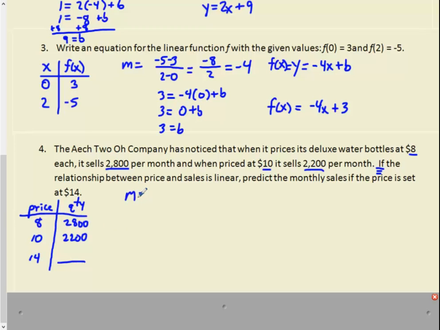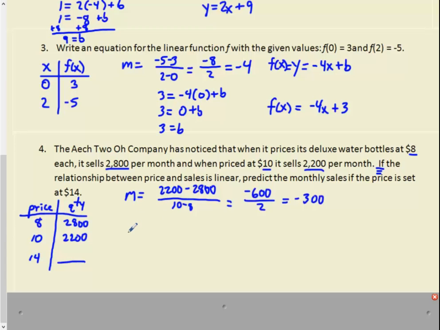So for the slope, look at the change in the quantity. We take 2,200 minus 2,800 over 10 minus 8. And that gives us negative 600 over 2, or negative 300. What that tells us is for every dollar that the price goes up, the quantity will go down 300. So we could already calculate right here. If we raise the price $4 more, take 4 times negative 300, which is negative 1,200. We're going to sell 1,200 fewer units.